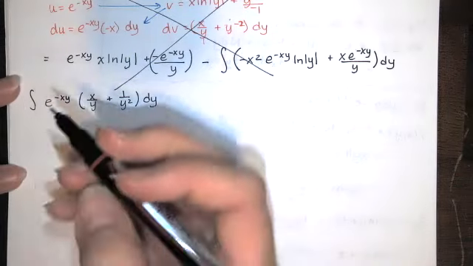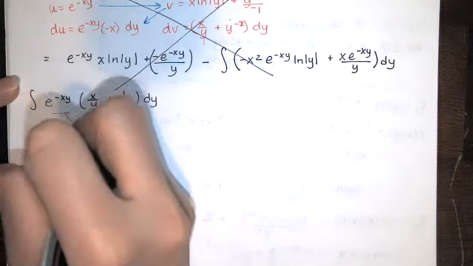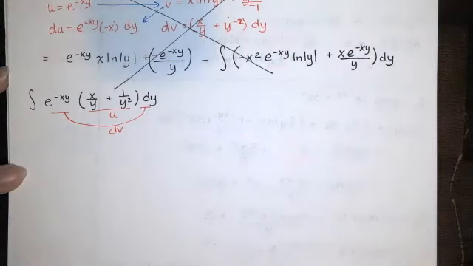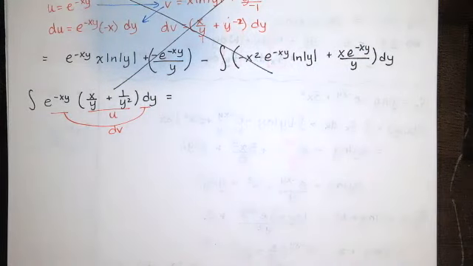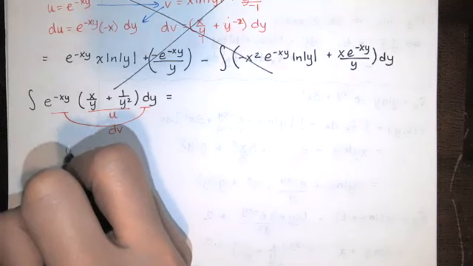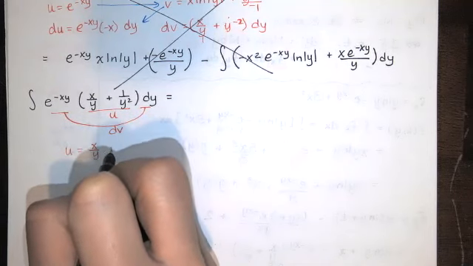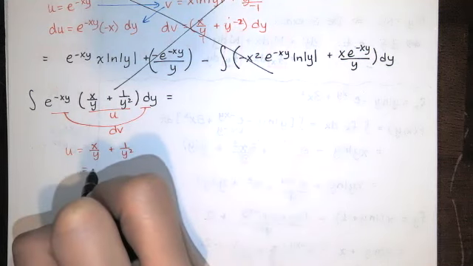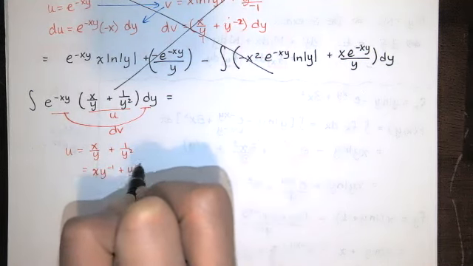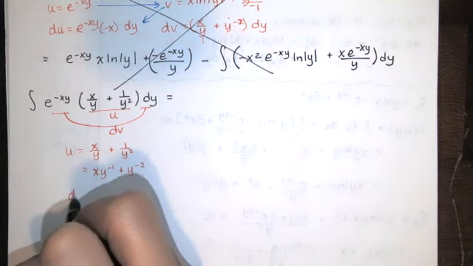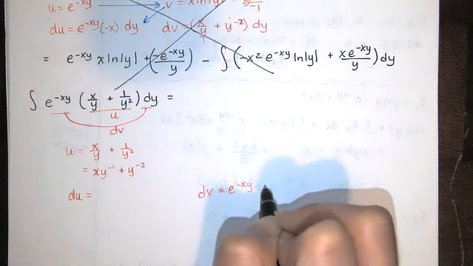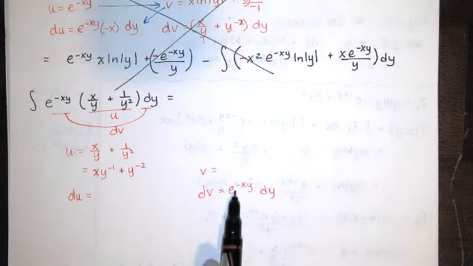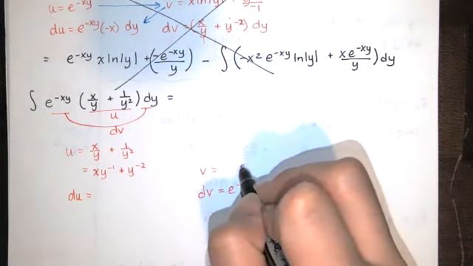So we have this here. This is our u. Everything else is dv. So setting up my integration by parts table again, we've got u here. And if you want, you can write that as x times y to the -1 plus y to the -2. And then over here we have dv. We want to compute v. The antiderivative of this with respect to y is that.